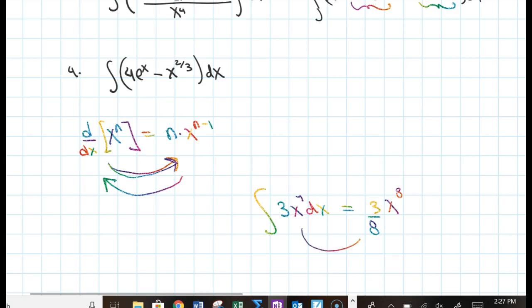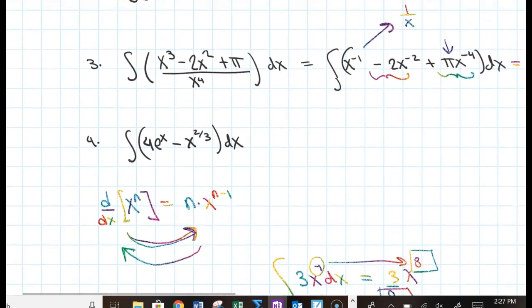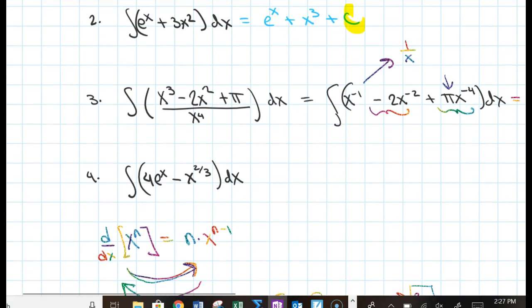When I'm going in this direction, anti-differentiating, and working in the reverse of the power rule for derivatives, I want to add 1 to the exponent right here, and then divide by that exponent that I added 1 to, so 8. So 3/8 x to the 8th. This is what's happening. So here, look at number 4. Taking the antiderivative here, not so bad.